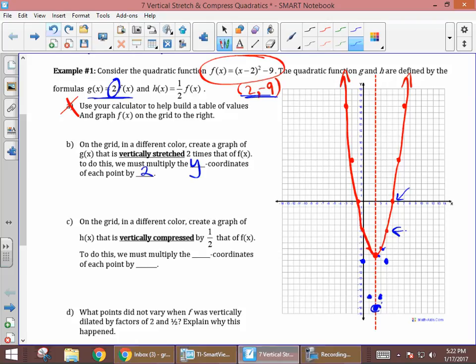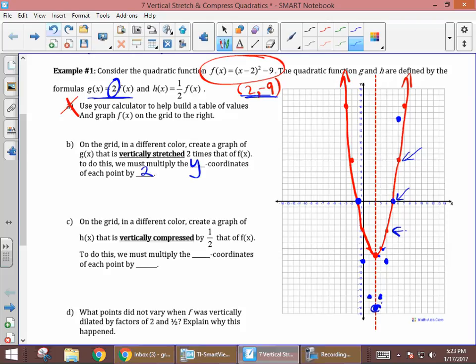This point is on the x-axis. It's not going to move. So this one will stay. All right, this point, it is 6 above. If I double that, I'm going to end up going 12 above. 1, 2, 3, 4, 5, 6. Actually, it was 7 above, huh? So 14 is where I need to be.